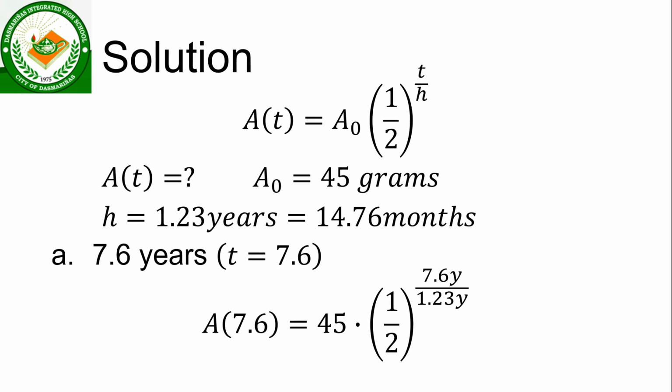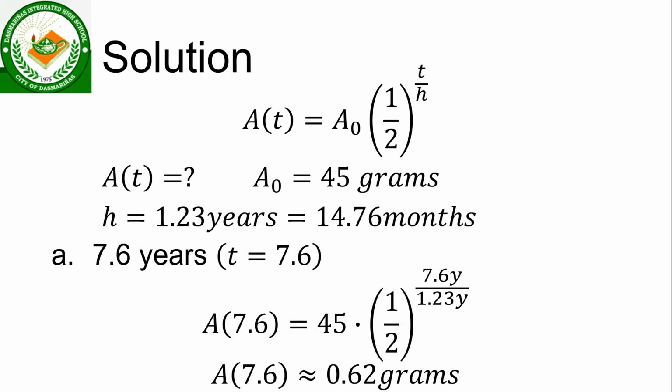So doing so, or solving for this using our calculator, we have A of 7.6, or the amount after 7.6 years, is 0.62 grams.